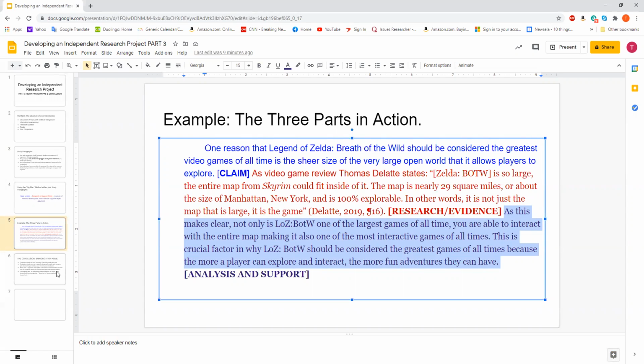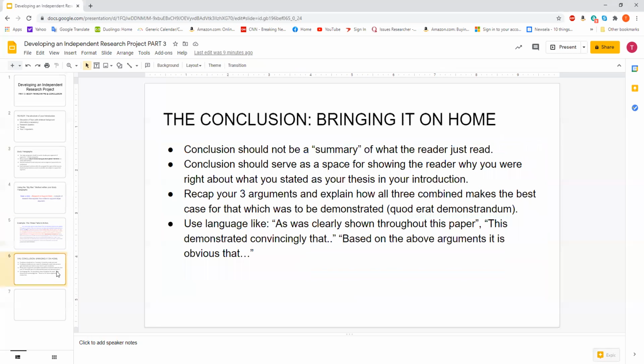This leads us finally to the conclusion. Just as I've said with every other part of the paper, you're not summarizing anything. You're not just giving generic background information. Your conclusion should not be a summary of what the reader just read. I mean, they just read your paper. So what you said is still pretty fresh in their mind. So they don't need a reminder of something that they just read 2 minutes ago, right? So instead of a summary, you're going to use the conclusion as a space for showing the reader why you were right about what you stated as your thesis in your introduction.